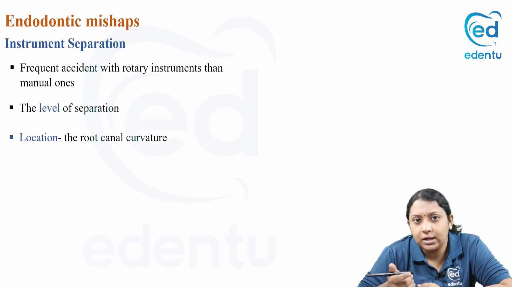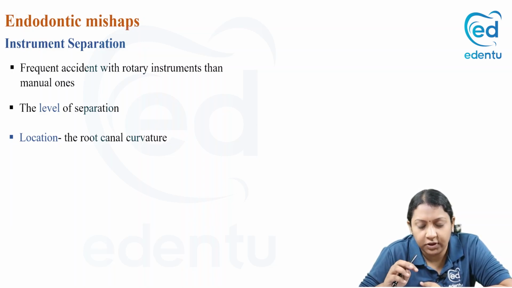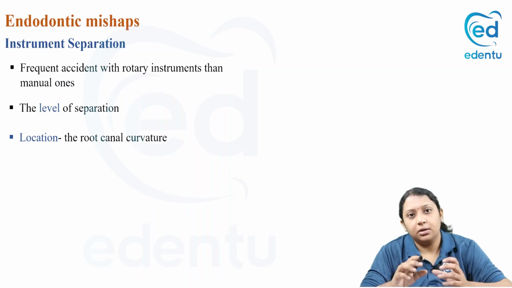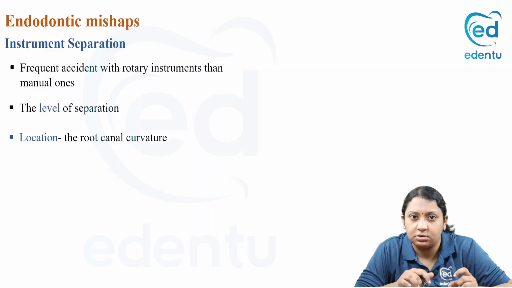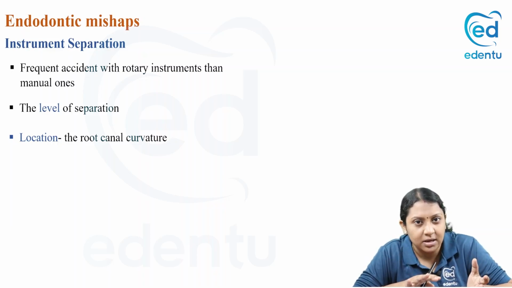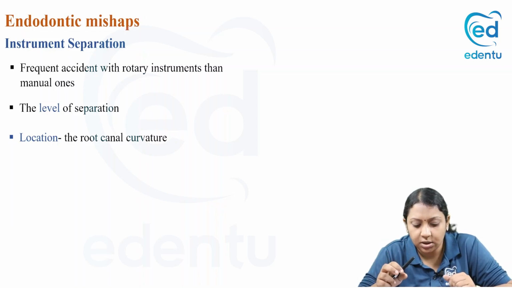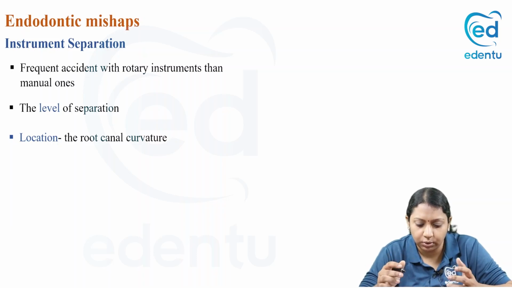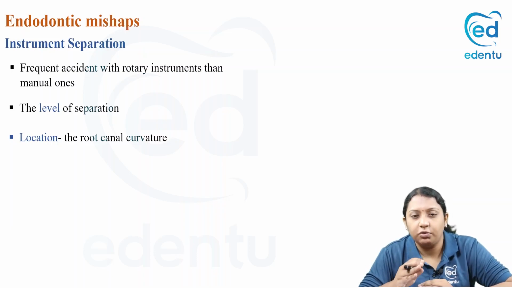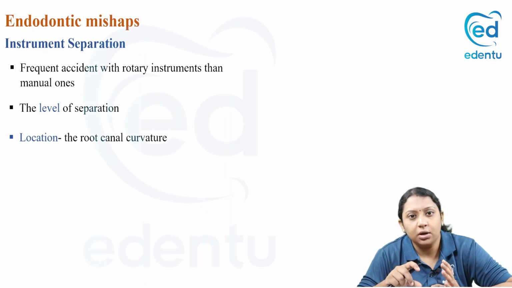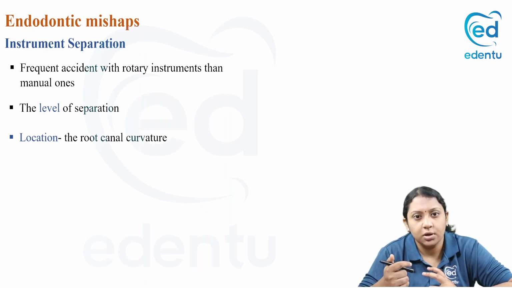It occurs more frequently with rotary instruments rather than manual hand instruments. The retrieval of a separated instrument mainly depends on the level of separation and also the location of the root canal curvature. We have to assess whether it is in the coronal, middle or apical third, and if it is in the coronal third, it should be retrieved to negotiate the rest of the canal. And if it is a long instrument, there is a much better prognosis for retrieval.